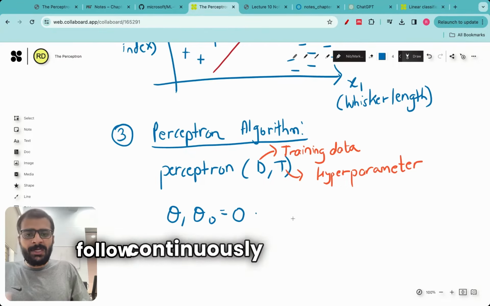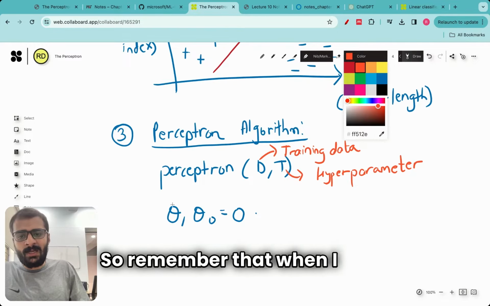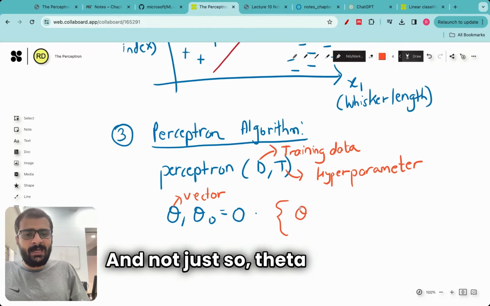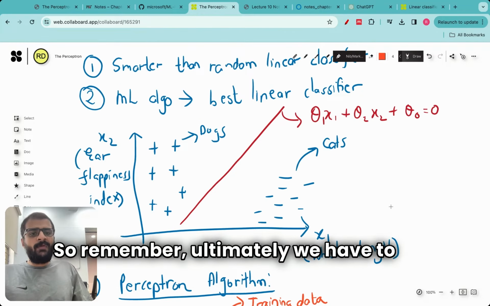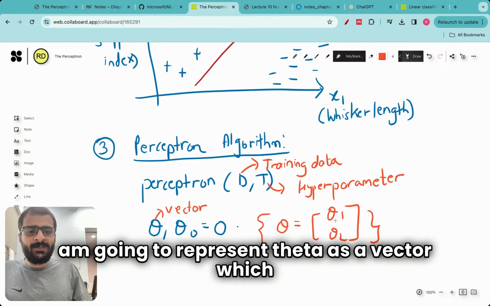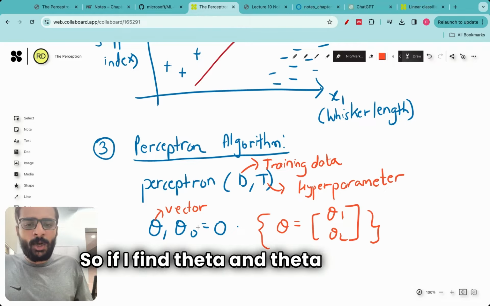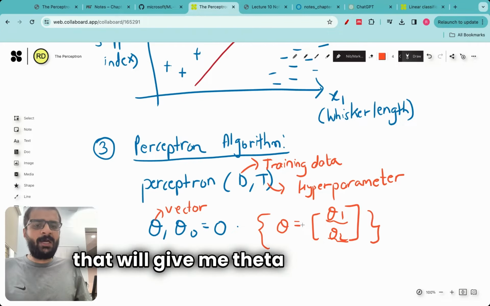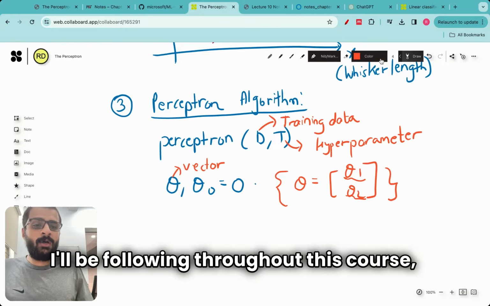One more representation which I'll follow continuously throughout this particular lecture is vector notation. So remember that when I write theta here, this is a vector, and theta is equal to theta 1 and theta 2. Remember, ultimately we have to find the parameters theta 1, theta 2 and theta naught, right? What I'm going to do is represent theta as a vector which has two values, theta 1 and theta 2. Theta naught will remain a scalar. So if I find theta and theta naught, I just have to take the first value of this vector, that will give me theta 1. I'll take the second value of this vector, that will give me theta 2, and then essentially I'll find this straight line. So this is the vector notation which I'll be following throughout this particular lecture.